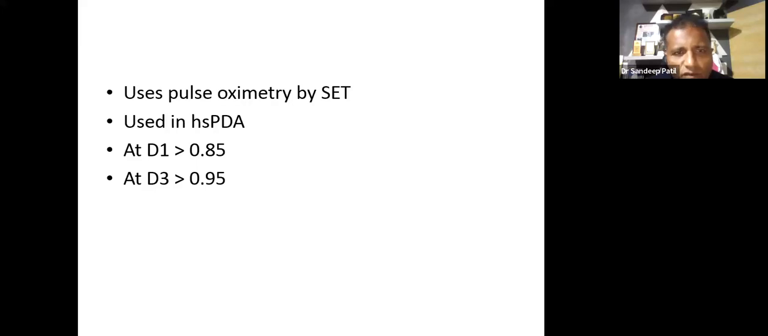So if it is more than 0.85, it is considered a hemodynamically significant PDA. And after day 3, if it goes beyond 0.95, then it is considered a significant PDA, where you can consider treating this PDA if other parameters are supporting that.